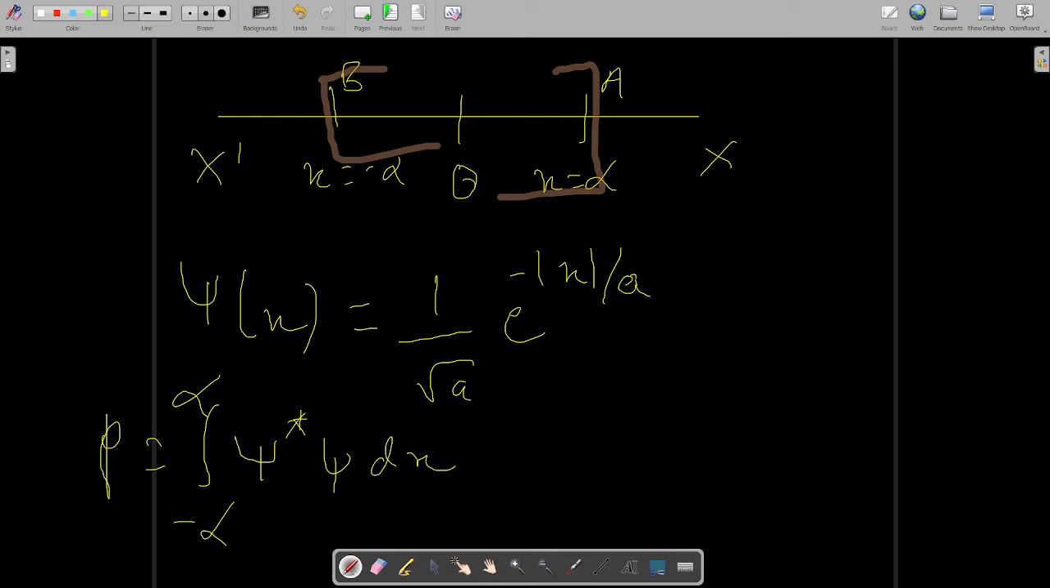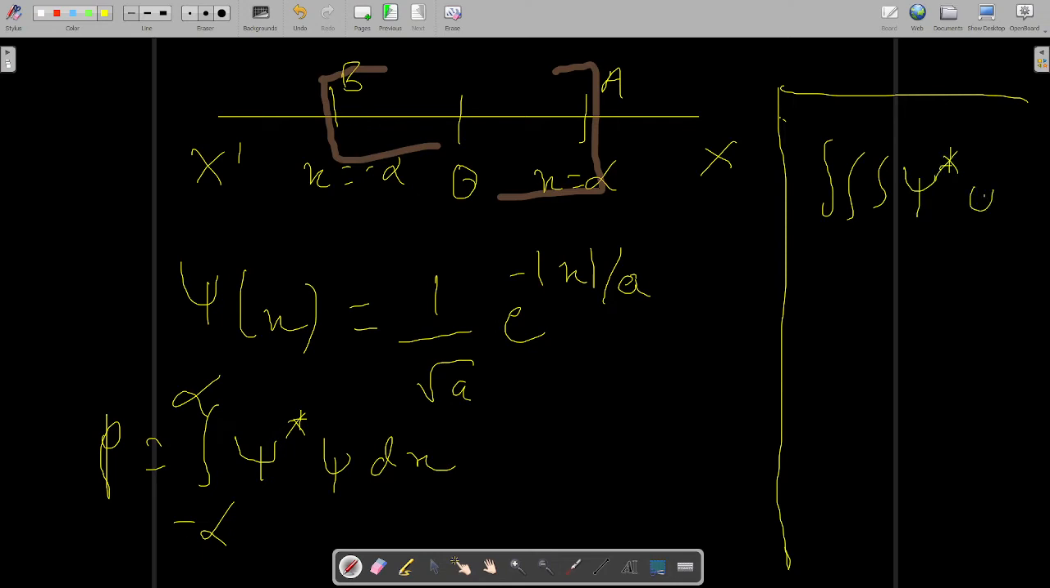This is your normalization condition, but your probability is found like this. I had already told you in the previous classes, for three dimensional space, what was the formula? For three dimensional space, this was the formula, right? Psi star psi d tau, okay, and this was for x, and this was for y, and this was for z. Okay, so a triple integral was being taken.